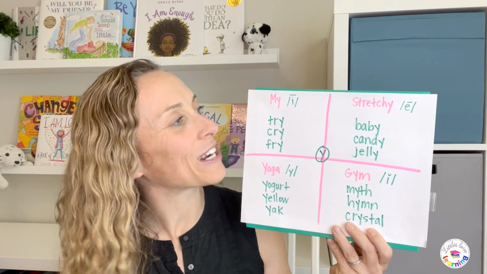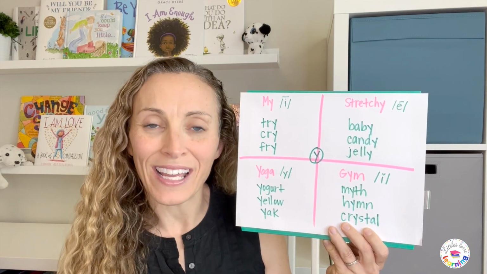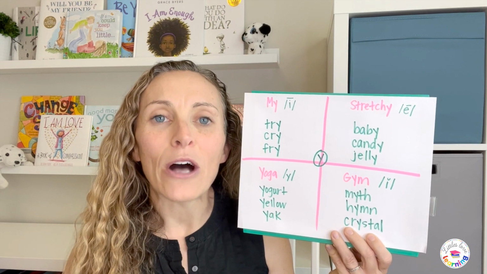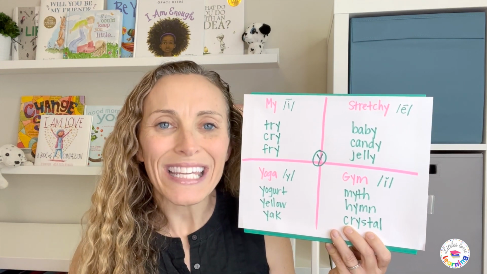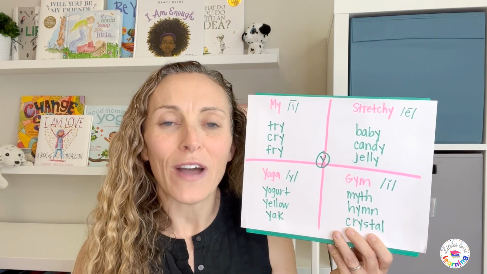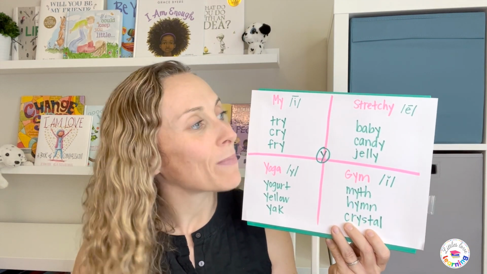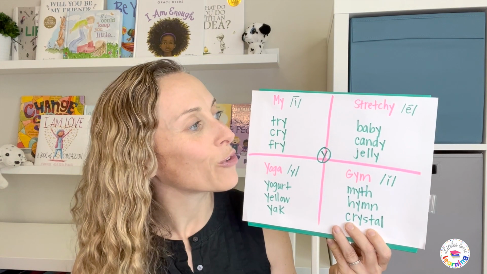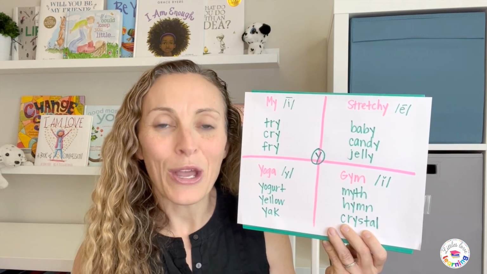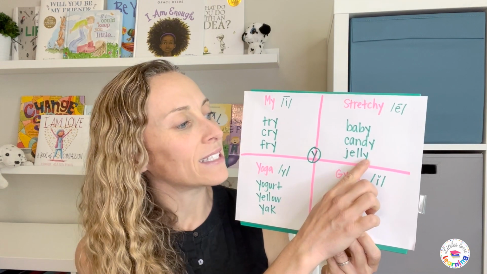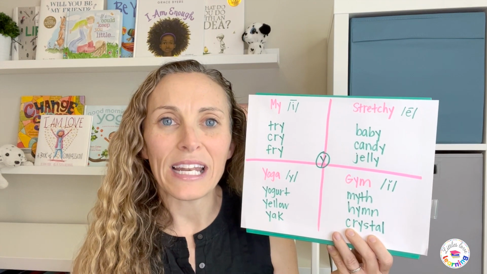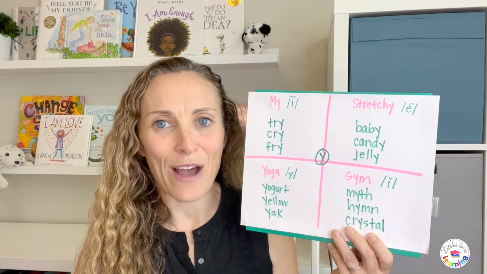Now the next word in our sentence is stretchy. Stretchy is a 2-syllable word, and it ends with the long vowel E sound, stretch-y. When we have a 2-syllable word that ends with the long vowel E sound, we can spell it with the letter Y. So for example, baby, candy, and jelly. We want to teach our little one that if they see a Y at the end of a 2-syllable word, that Y is representing the long vowel E sound.